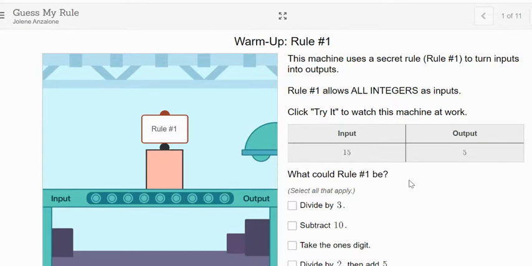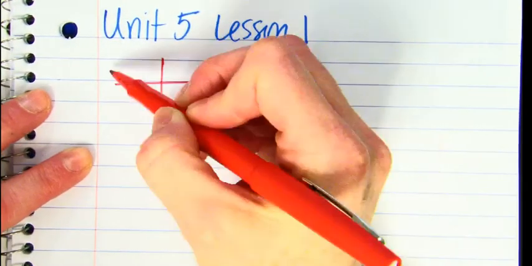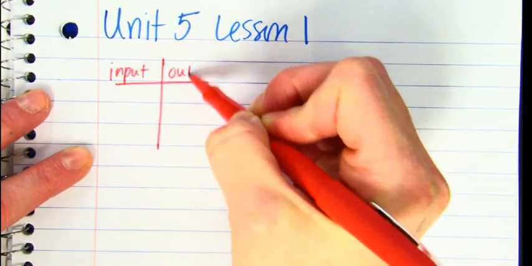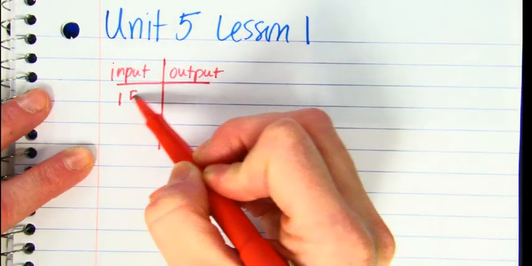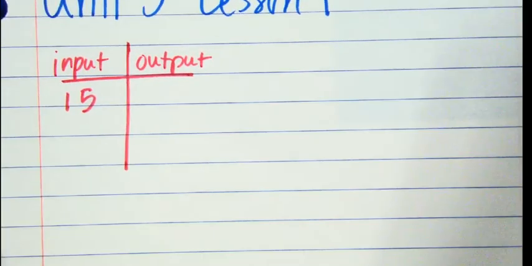And then what I want you to do on your paper is make a little chart with your input and your output. Okay, and we'll get back to the question that it asks too. So on your chart, you're going to make a little table. It says input, output, and you're going to input the number that you were given, 15. And what was the output? 5.